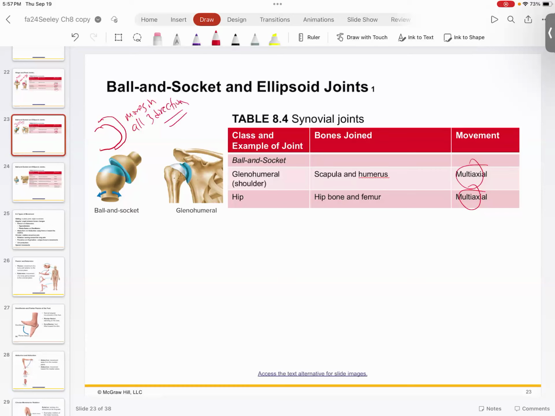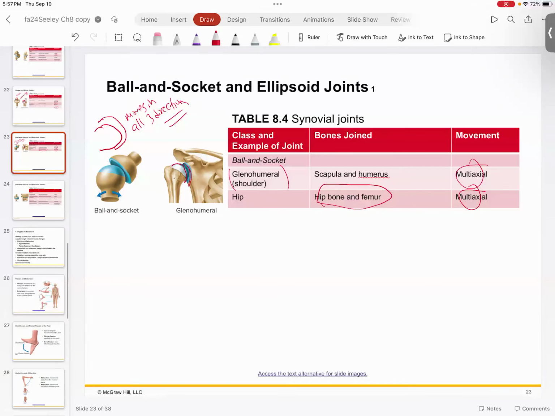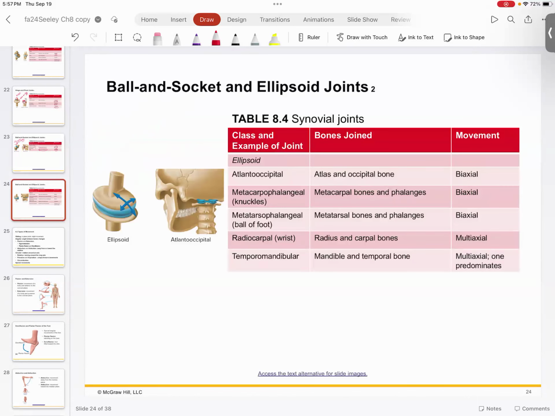Within that ball and socket joint, the two major ball and socket joints you have are your hip, your femur and the acetabulum, where the acetabulum is the socket and the head of the femur is the ball, and also your glenohumeral joint, your shoulder, where the head of the humerus is the ball and the glenoid fossa is the socket. That's basically how you're twisting and moving in all three directions. So it gives you maximum range of motion, and so those are important.